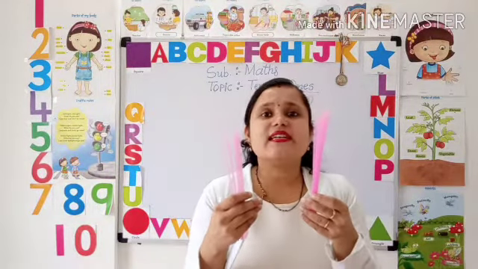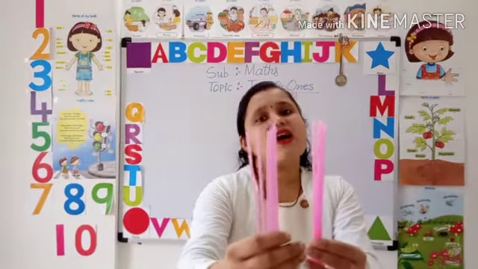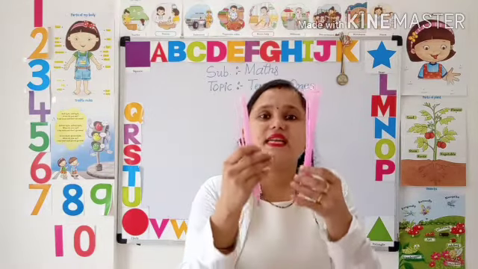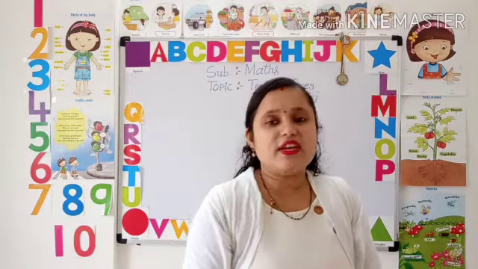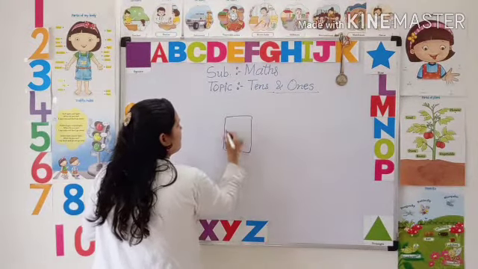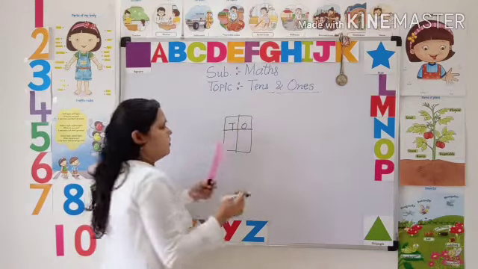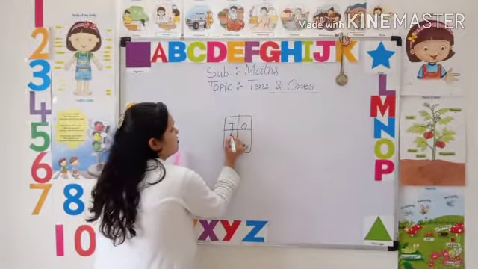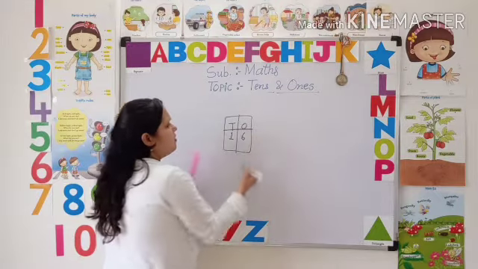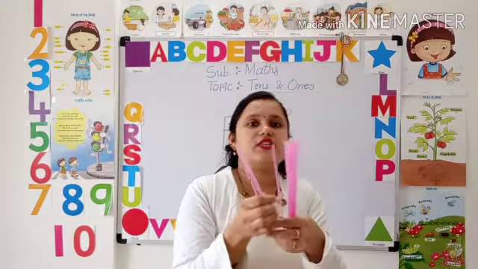So, how many tens and how many ones do we have? Yes, one tens, six ones. It means I have 16 straws. And how can we represent it? Yes, I will write 1 in the tens column and 6 in the ones column. Okay, means I have 16 straws.